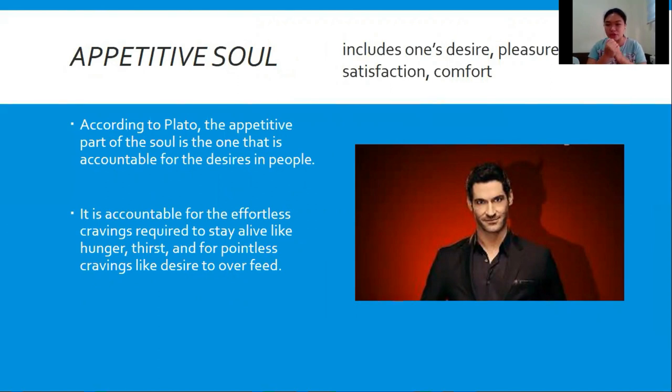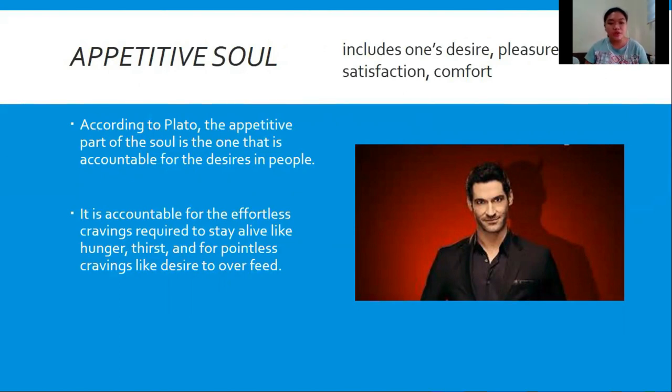So what is an appetitive soul? According to this picture, what do you desire the most? It includes your desire. It could be your pleasure, physical satisfaction, comfort, etc. According to Plato, the appetitive part of the soul is the one that is accountable for the desires in people. Specifically, according to the developmental lifespan, the age most crucial in terms of their appetitive soul is babies, because they need instant pleasure, instant desire, and they need attention.